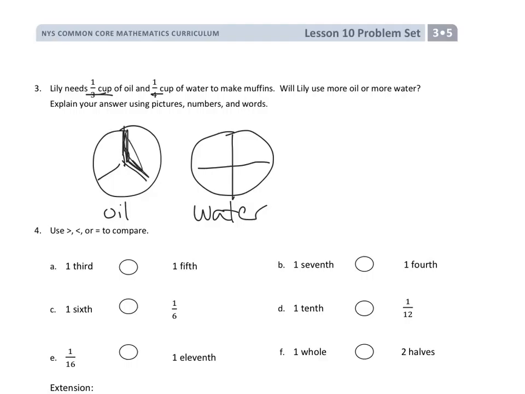So in terms of space, and we'll pretend these are the same size circles, which piece? Well, that's 1/3. This is 1/4. Which piece would you say is bigger? Is she going to use more oil or more water? She is going to use more oil because this piece right here is bigger than this piece. So we will just say more oil.